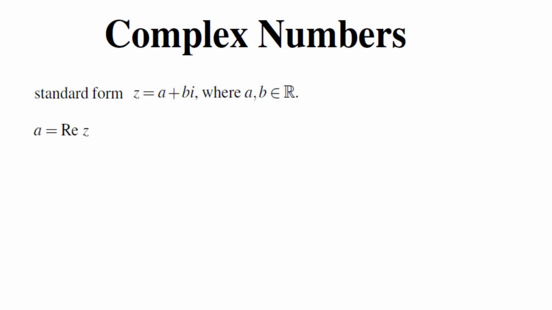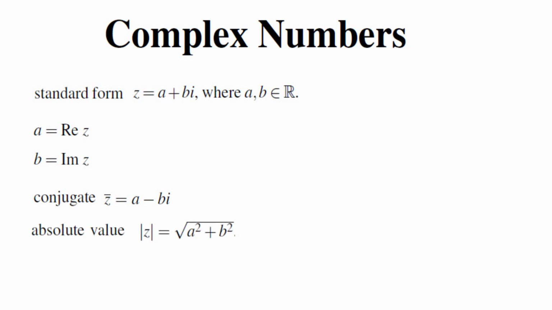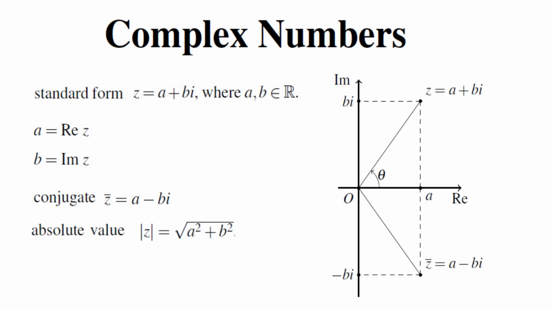The first thing we need to know is the way they are represented. The first way of representing a complex number is what we call the standard form of a complex number, which is z equals a plus bi, where a and b are real numbers. a is denoted by the real part of z and b is denoted by the imaginary part of z. The conjugate of a complex number is a minus bi, and its absolute value is the square root of a squared plus b squared. But what do these quantities mean, and how can we represent them geometrically?